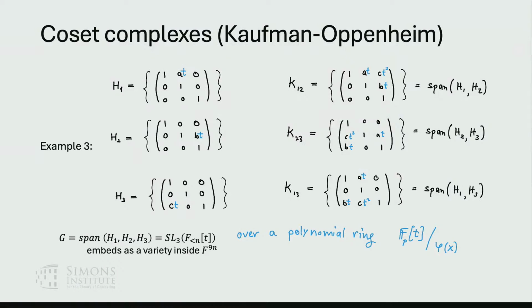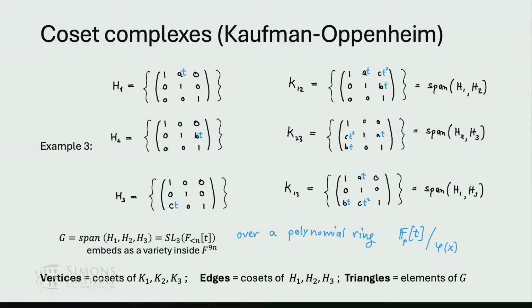So this is our group. And now we build the coset complex. I didn't tell you the general recipe how to do a coset complex, but you can see here, you look at cosets of the three K_ij's. I'm sorry, I wrote 1, 2, 3. I should have written 1, 2, 2, 3, and 1, 3. And then the way these things work, the edges themselves are cosets of the H_i's, and the triangles are just elements of G.